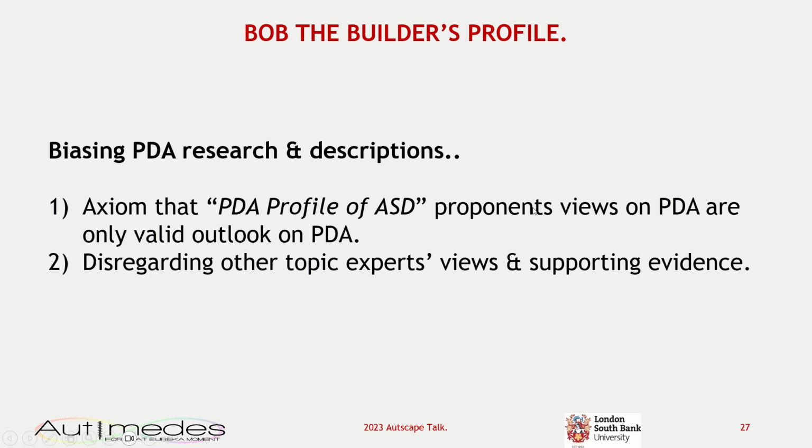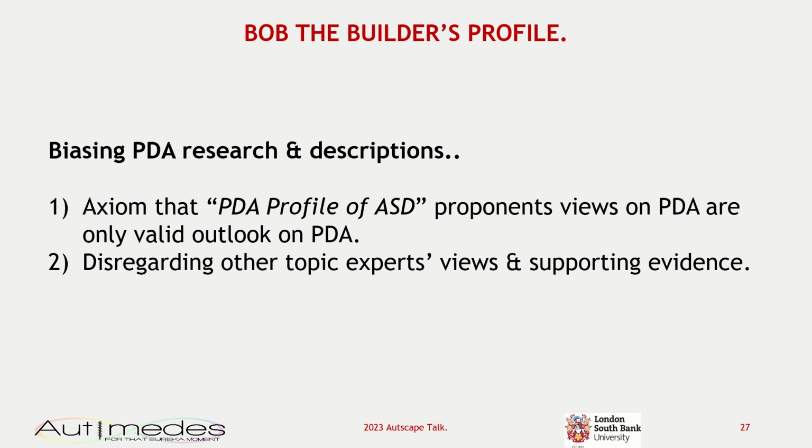So there's an axiom within the PDA profile of autism discourse that PDA profile of autism proponents' views on PDA are the only valid outlook, and that people like myself are mistaken. I've been contacted by people saying, we're getting claims by those people with PDA who are saying that your work is not valid, not representative of the experience. And so I'm having to argue back, going, actually, no, my work is valid, and give examples and everything else.